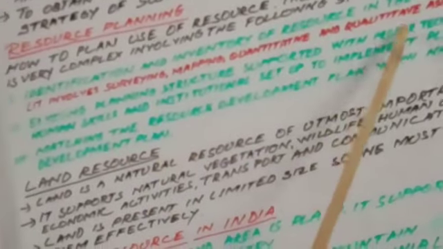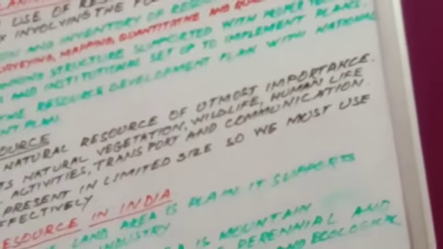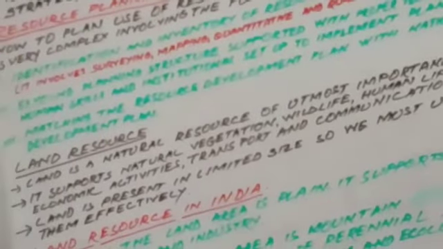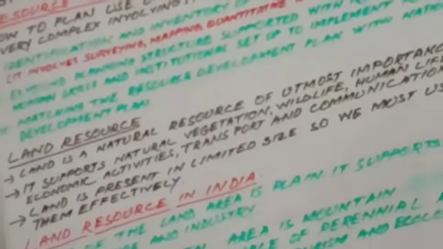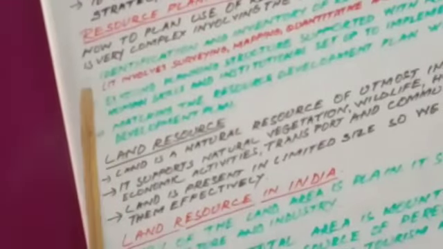Then evolving a planning structure supported with proper technology, human skill and institutional setup to implement plans. Now we have to come up with a structure of planning. And what is it? We have to come up with proper technology, we have to come up with proper human skill, we have to come up with institutions so that this plan of action can be implemented in a proper way.